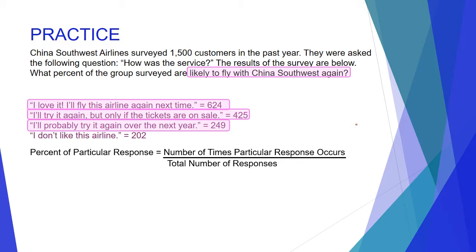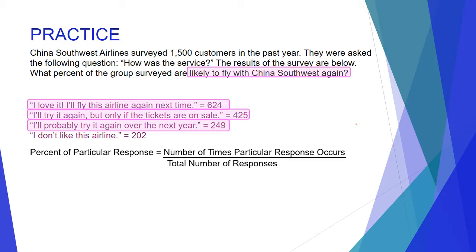The only one that's not likely is the last one because they said they don't like the airline. Alright, so we're going to add up those three options together, divided by 1,500, giving us 1,298 divided by 1,500. Answer 0.865. Convert that into percentage. That is 86.5%.